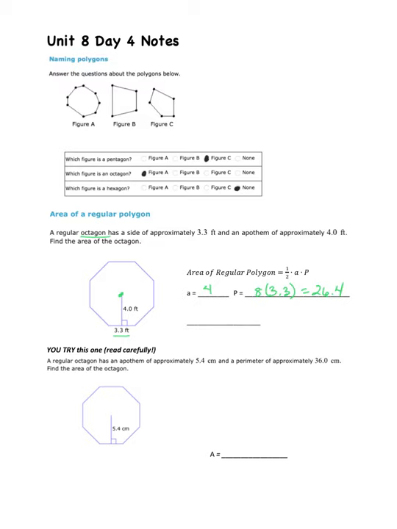We put them together to find our big A area. 1/2 times 4 times 26.4. 1/2 times 4 equals 2, and 2 times 26.4 is 52.8 feet squared. Whoops, there's my decimal, okay? Big decimal. You can do a lot of this in your head. Now I want you to pause this recording. I want you to figure out the area of the following shape.